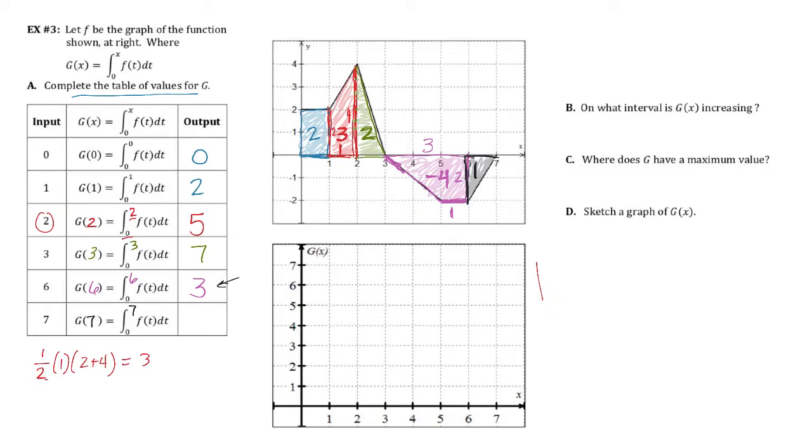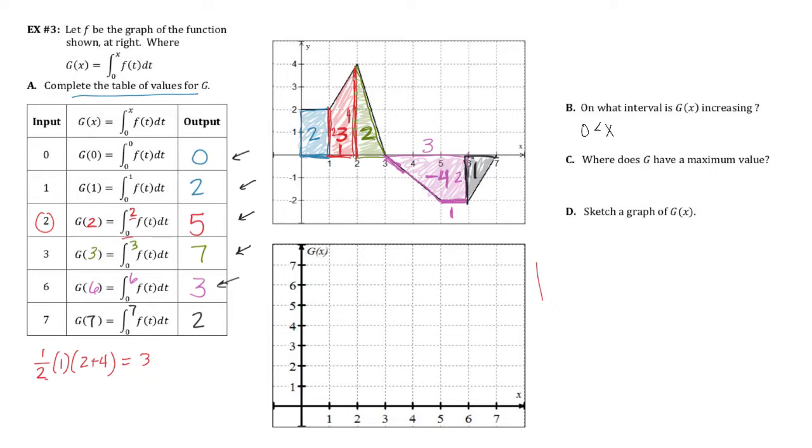And so that's going to be 2. All right, so there's all of our values. Now let's look at our next question. Over on part B, it asks us on what intervals is G increasing? Now keep in mind G is representing all of the area that we found. And so the area that we found is increasing from 0. We're starting at 0. All of this is increasing until we get to 3. So I can make the statement that G is increasing over the interval from 0 to 3.